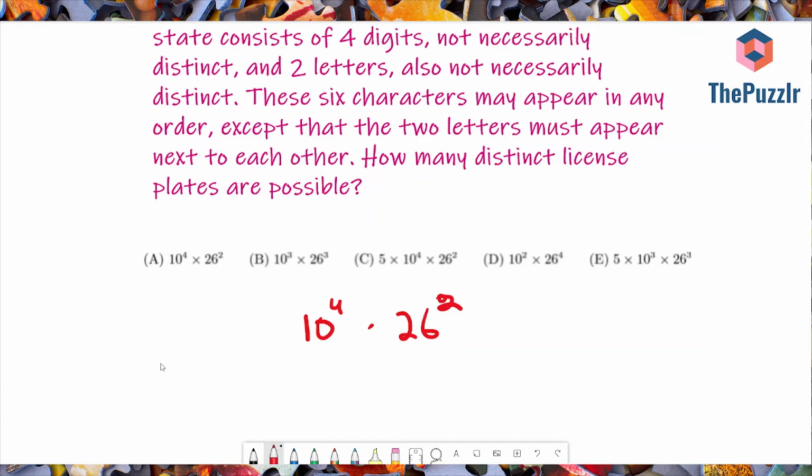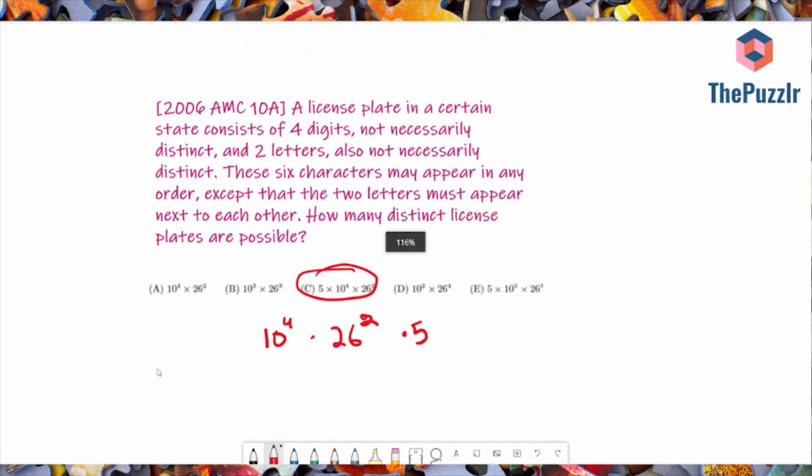Either the 2 letters appear in the first and second place, or the second and third place, or the third and fourth, or the fourth and fifth, or the fifth and sixth. That's only 5 choices. So we multiply by 5, and that's it. 10 to the power 4 times 26 squared times 5, and sure enough, C matches our answer. And that's it. You don't need to overthink that one. We move on.